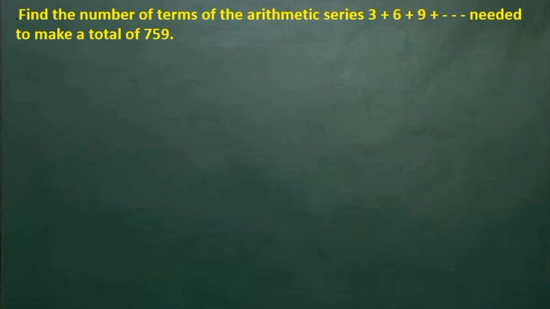So let's begin. The first question we have here is: find the number of terms of the arithmetic series 3 plus 6 plus 9 plus ... needed to make a total of 759. So we know that the first term is given to be 3. The common difference d will be 6 minus 3, which is 3, and the sum Sn has been given to be 759, but n we don't know.